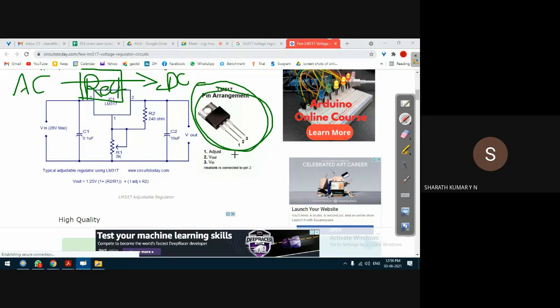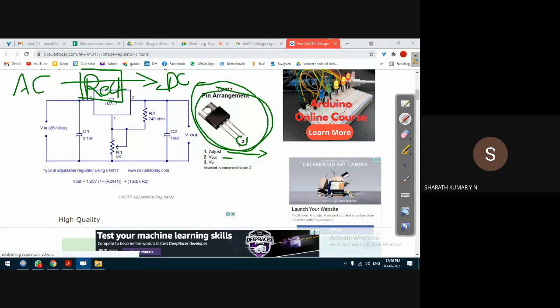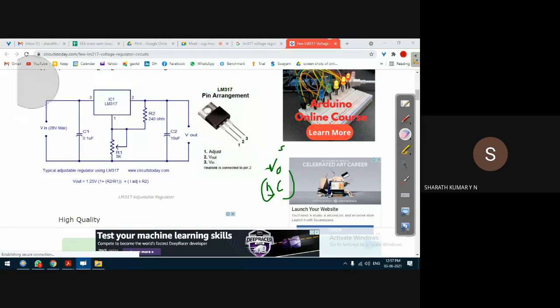You can see that pin number 1 gives the adjustment, in terms of voltage regulation. Pin number 2 is the output terminal. Pin number 3 is the input terminal, the supply voltage Vs. Pin number 2 is the output voltage V0, which gives a stabilized DC voltage. Pin number 1 is the adjustable terminal. We can adjust the output voltage by using additional circuitry.